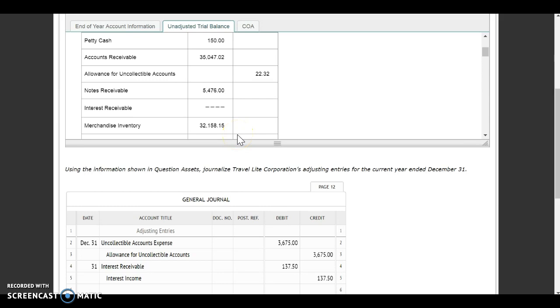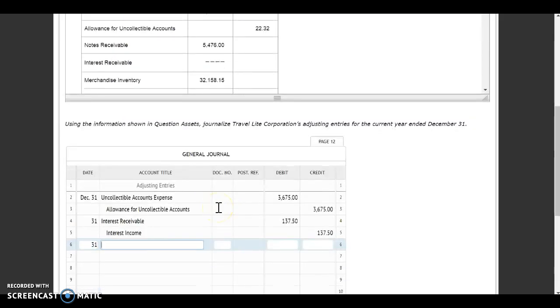So this number I'm going to subtract. So minus $32,158.15. That gives me $12,900. So that's going to be what my adjustment will be. Now, my merchandise inventory on the unadjusted is at 32. I need to increase it to that 45. So I'm going to debit merchandise inventory for that difference of $12,900. And I'm going to credit my income summary account for $12,900.